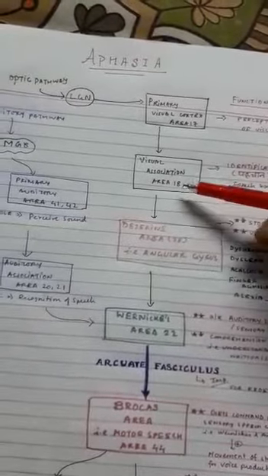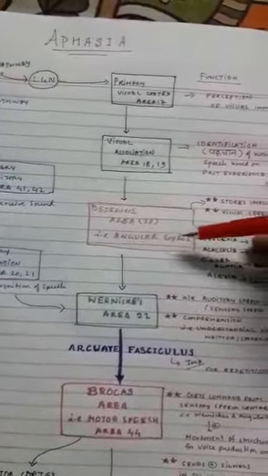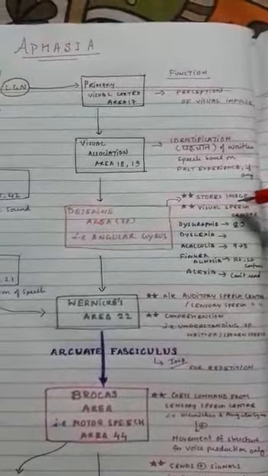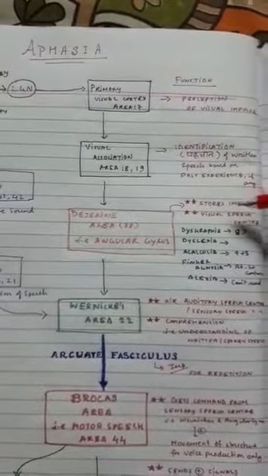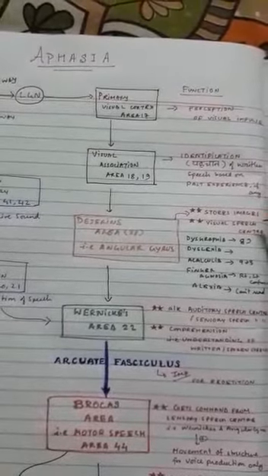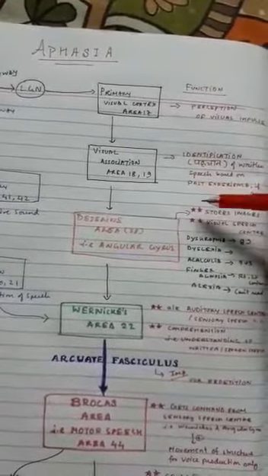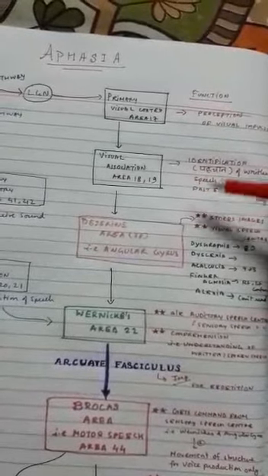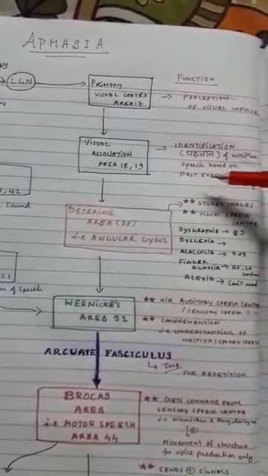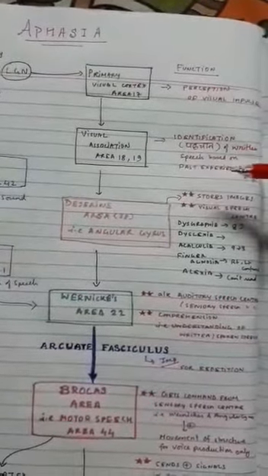After that, the impulse passes to the angular gyrus, and this area is typically very important because it stores images and creates ideas and thoughts, and it is the visual speech center. Why visual speech center? Because the visual input comes here and helps in relating and interpreting the meaning of that visual speech, meaning the written form of speech.